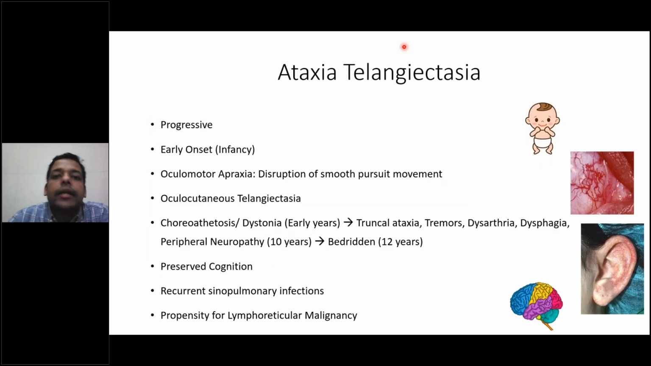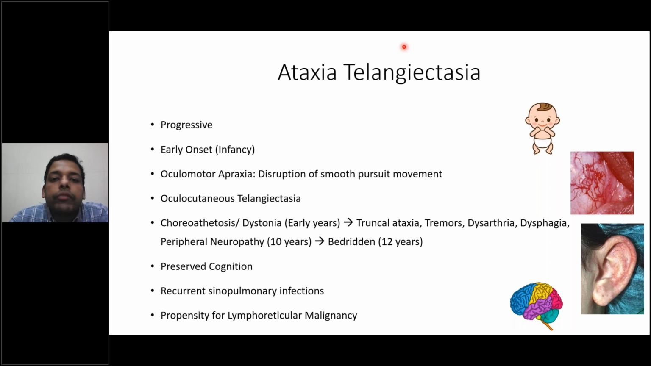Let us discuss ataxia telangiectasia. This is a progressive ataxia which is early onset, seen in infants. It is associated with oculomotor apraxia, which is disruption of the smooth pursuit movements, and is associated with oculocutaneous telangiectasia, which is abnormally formed blood vessels seen most commonly in the eyes and also on the face.